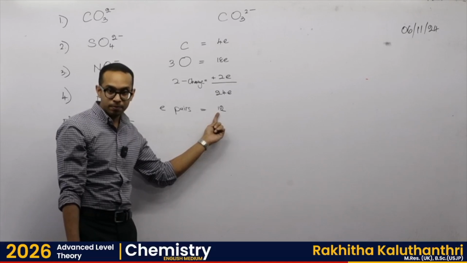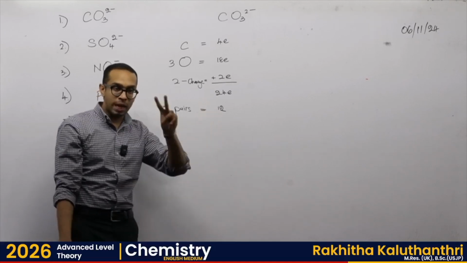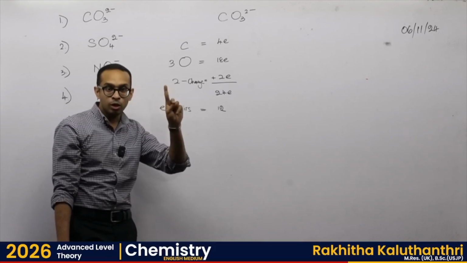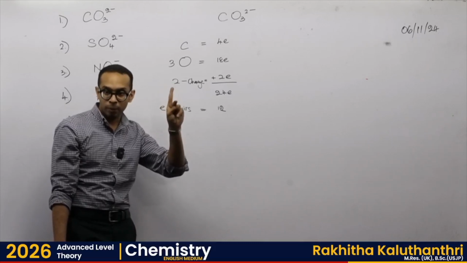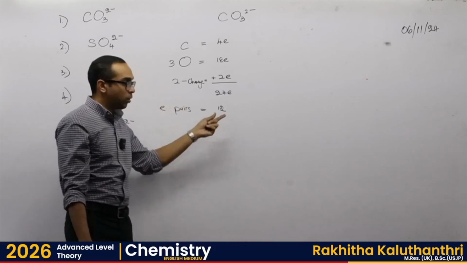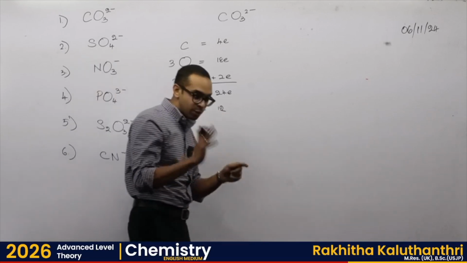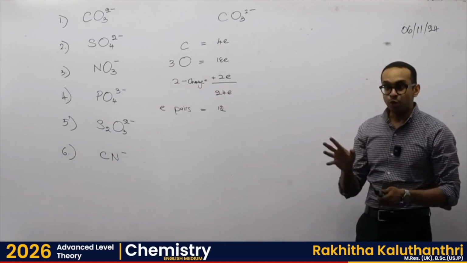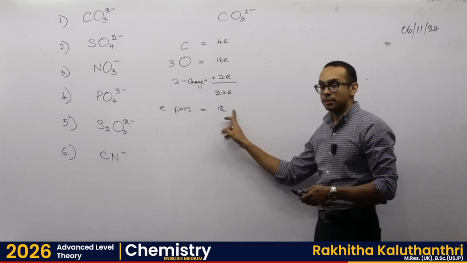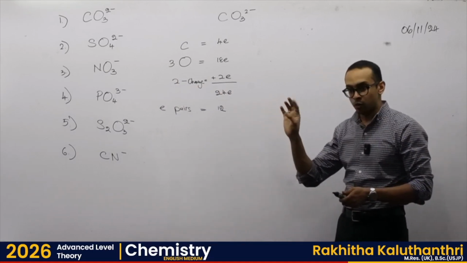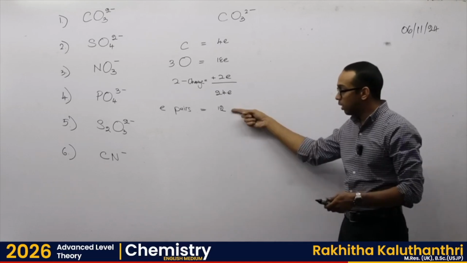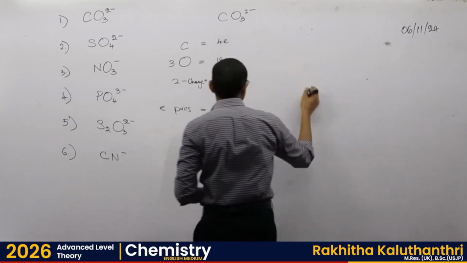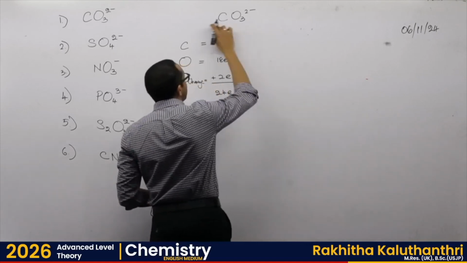Is that clear? So there are 2 types of electron pairs in a Lewis structure: bond pairs and lone pairs. So the total number of bond pairs plus lone pairs in the entire Lewis structure should be 12. Is that understood? That's why what we write here, the total number of bond electron pairs and lone pairs together should be equal to 12.